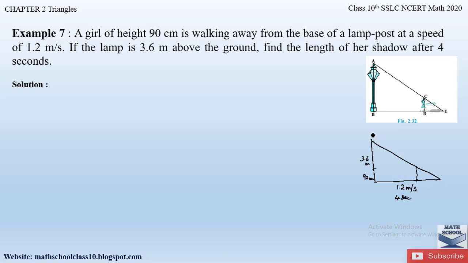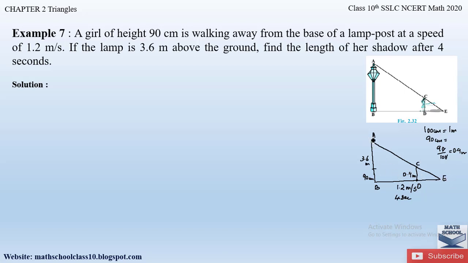Okay, so let the lamp post be AB. The height of the girl who is standing after 4 seconds is CD. So converting this 90 centimeters: 100 centimeters is equal to 1 meter, right? So 90 centimeters will be how many meters? 90 by 100. If you cancel a 0, now 9 divided by 10 will be 0.9 meters. This is how we convert the 90 centimeters to meters. The height of the girl in meters is 0.9 meters, and let this be E.